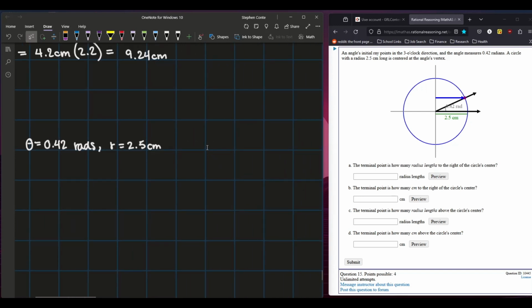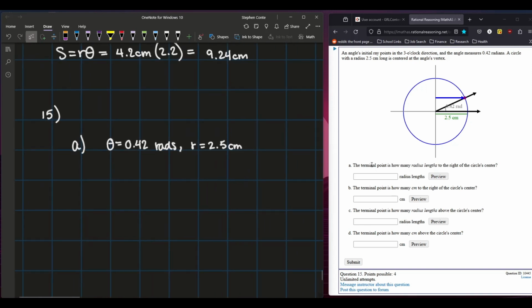What else are we told? That's it, right? We want to know how many radius lengths to the right of the circle center is the terminal point. So the terminal point, right, is this point right here. It's the point on the terminal ray, which is also along the circle.